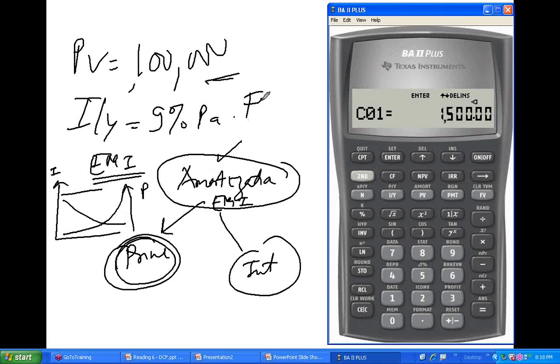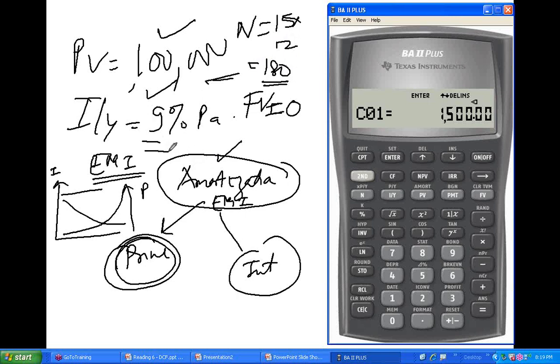At the end, you have paid all your loan, so future value will become 0. So present value is 100,000, I/Y is 9%, future value is 0. N is, let's say you are talking about 15 years. So you have taken a loan of 15 years. So 15 into 12 is equal to 180, which will be your number of periods. Your I/Y is 9% per annum, but since we are talking about per month, I will have 9 by 12, which is 0.75% as my interest rate.